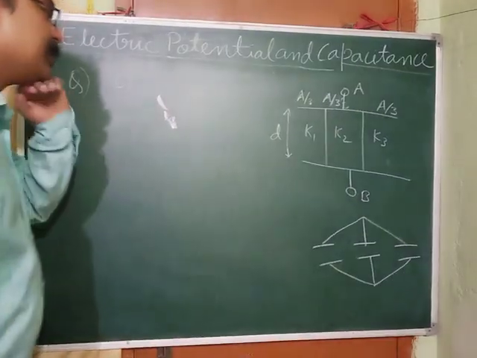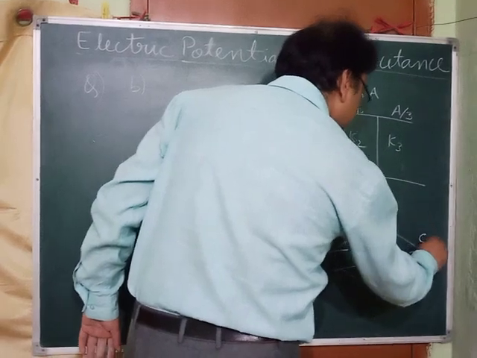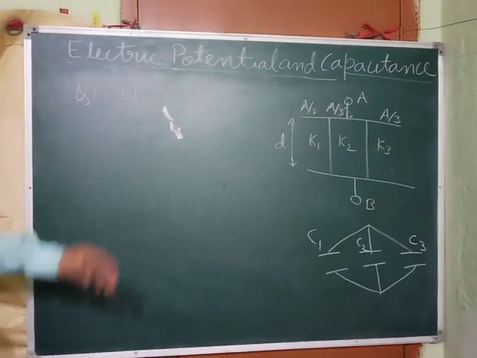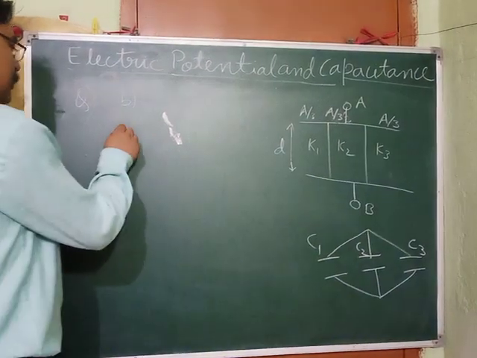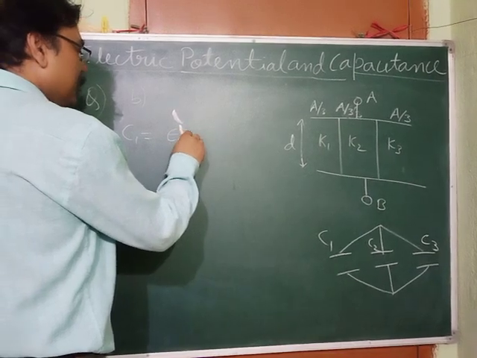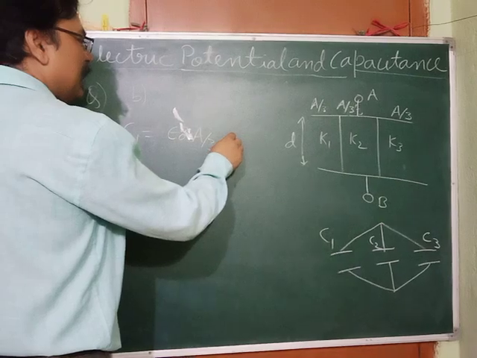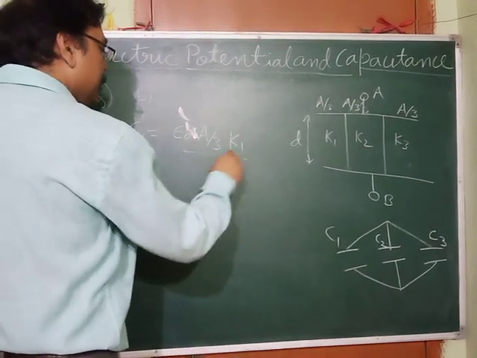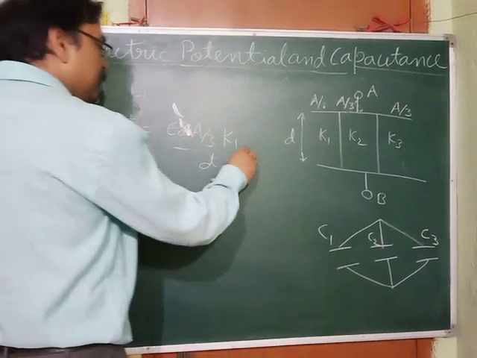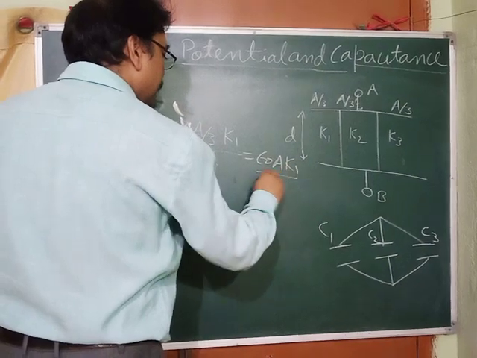Like this. Let the capacitances be C1, C2, and C3. Can you find the capacitance of the first one? Similarly, C1 is again epsilon naught, area is A by 3, then dielectric constant K1 by D is complete. No fraction part in D, so this 3 will come down. We will have epsilon naught A K1 by 3D.